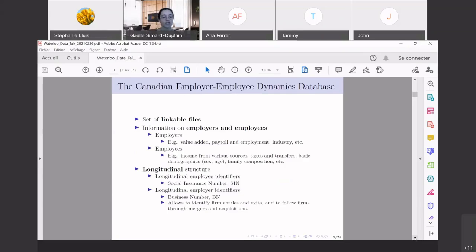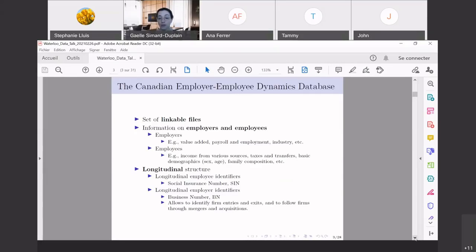So just to give you an idea, SEED is a set of linkable files. It has information on both employers and employees, hence the name. I'll get into detail a little bit more of all the variables that are included, but there really is a lot of information. And what's especially key is that it has a longitudinal structure. If you've worked with tax data for individuals before, you're used to the fact that we can link individuals over time, right? So longitudinally, we do this through the social insurance number. It has some challenges, but it's relatively straightforward.